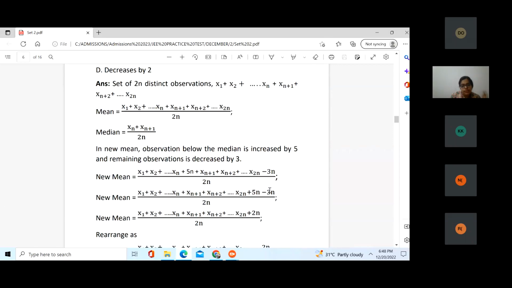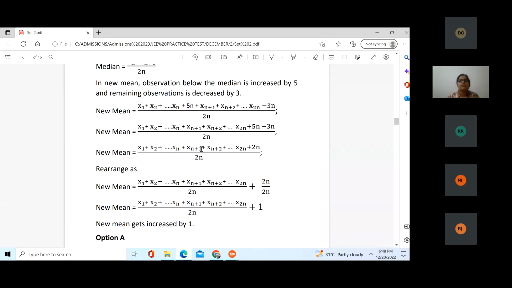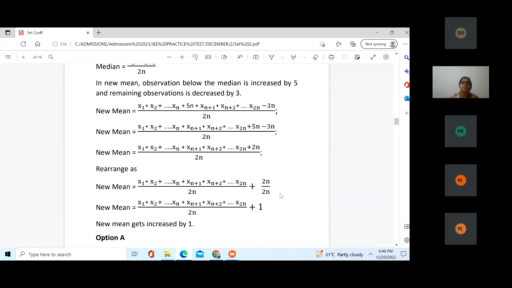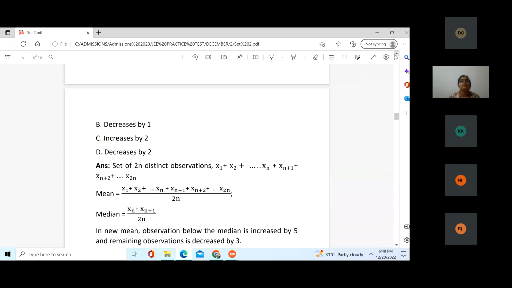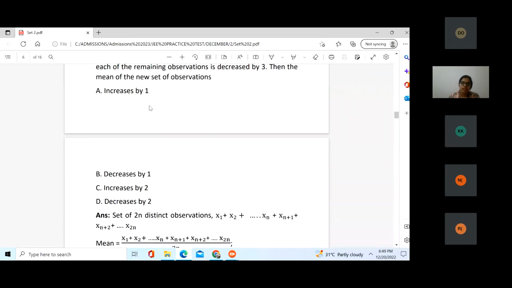So you can split the new mean into two parts. The first one is what we already knew: x1 plus x2 plus x3, etc. up to x2n, divided by 2n. The other part is 2n by 2n. So what will it be? The 2n will get cancelled and this value will be 1. So what will happen to the new mean? The new mean gets increased by 1. So which option is correct? It's option 1 among the options given.